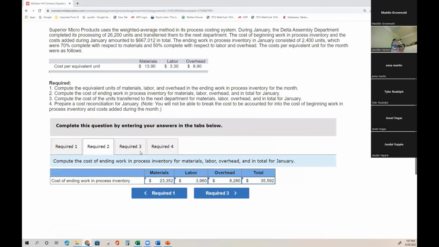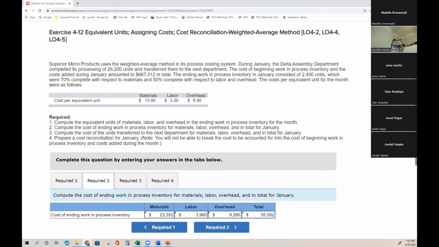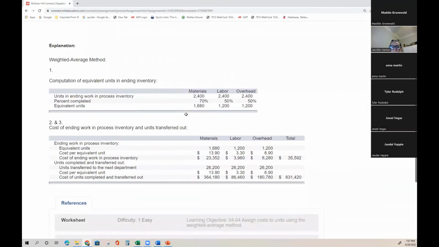And then we want the ones that were transferred out. Well, it tells us in the problem that we had completed its processing of 26,200 and transferred them to the next department. So that's my completed and transferred out, 26,200. I just multiply it by the same numbers that were given to me on the table to come up with those costs. And so here's my total. Now, remember, this is that second piece, the second table that we did on the slides, where we did the calculations to figure out how much it was per unit.